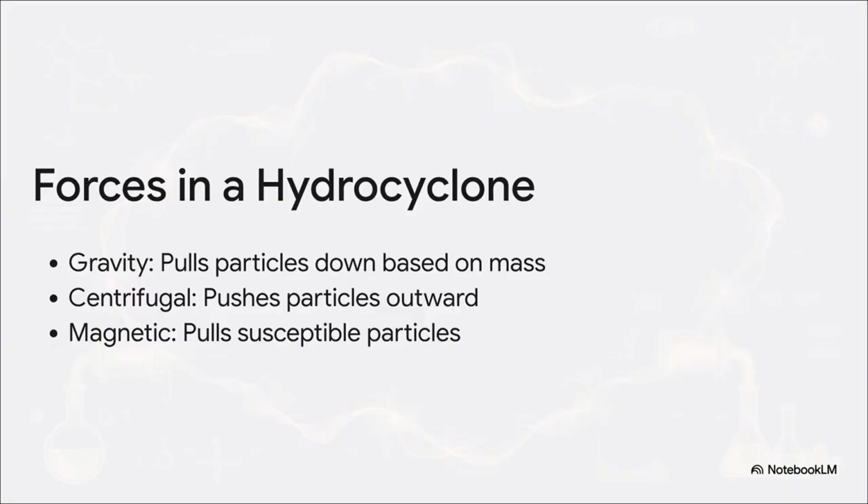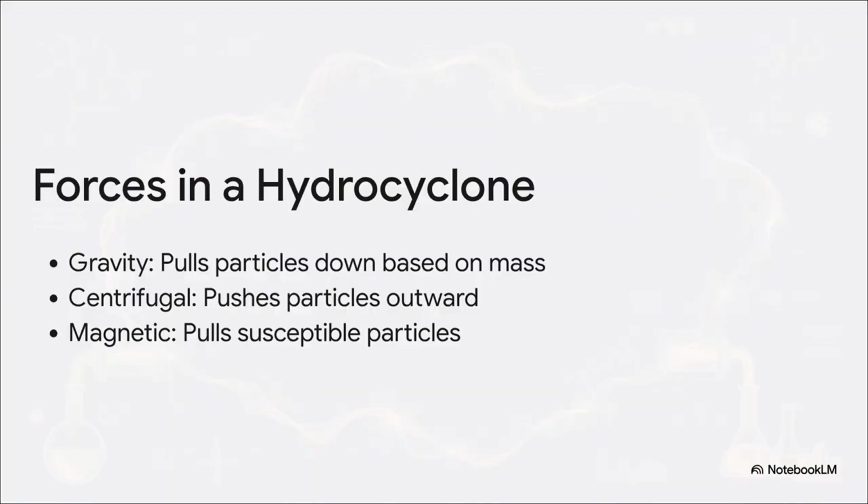By introducing a strong magnetic field into our hydrocyclone, we create an ultra-precise, three-way sorting machine known as a Magnetohydrodynamic hydrocyclone. It's a bit of a mouthful, but here's how it works. Gravity pulls the particles downward based on their mass. Centrifugal force pushes them outward based on their velocity and the radius of the spin.